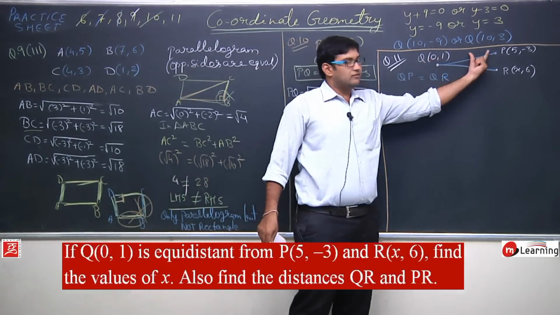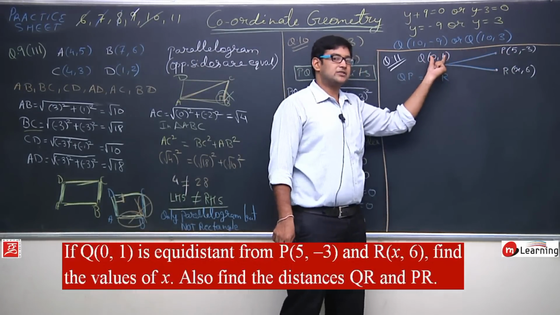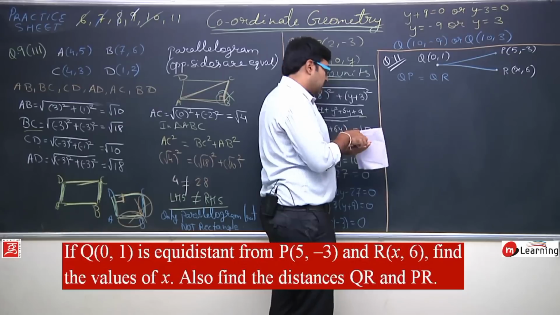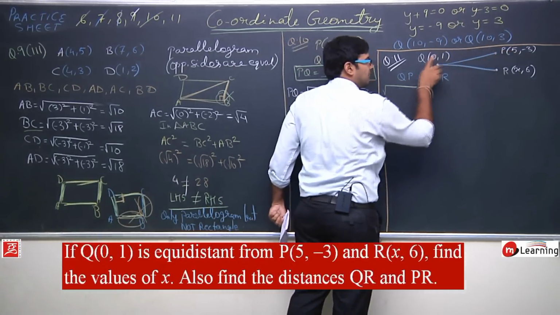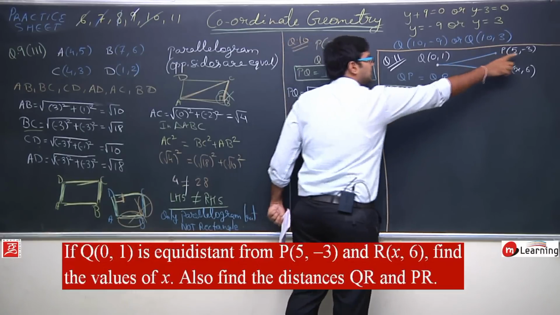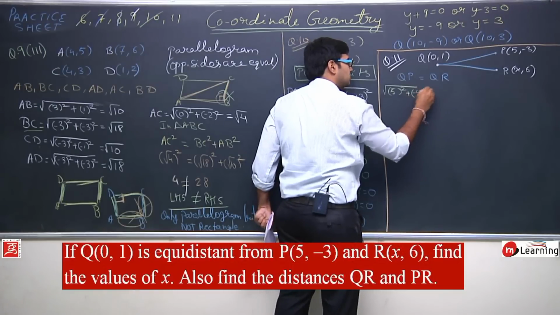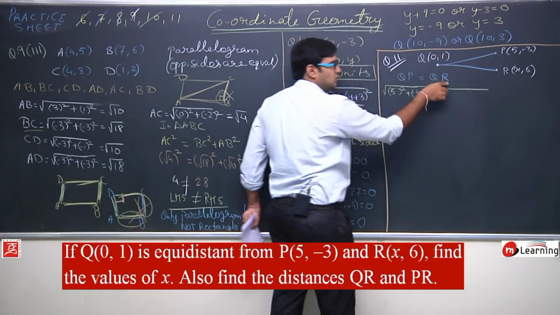QP can be calculated very easily using these coordinates. This will be x1 y1, this will be x2 y2. So what is the length of QP? In place of QP I can write square root of (5 minus 0), that is 5 square, plus (minus 3 minus 1) will give you minus 4 and square. Okay, this will be equal to the square root of this QR.